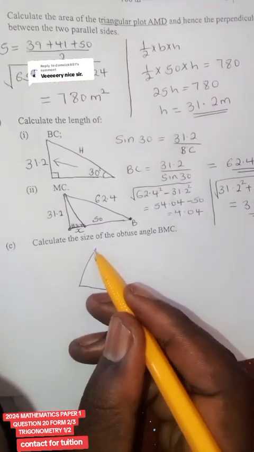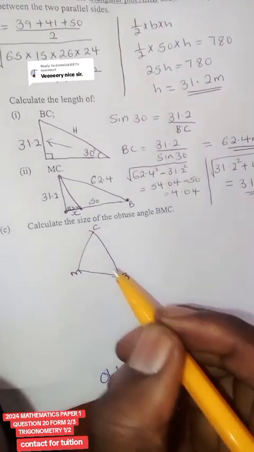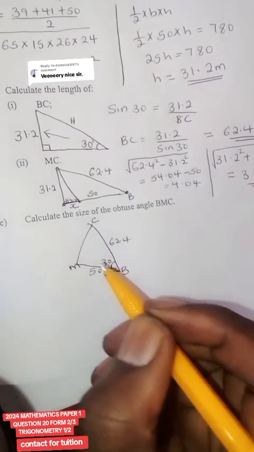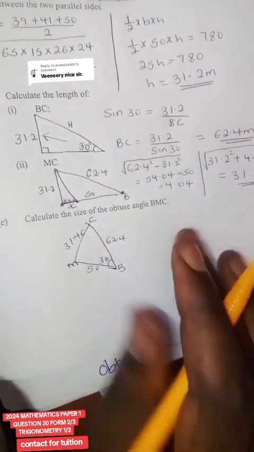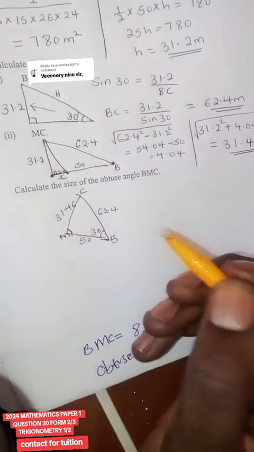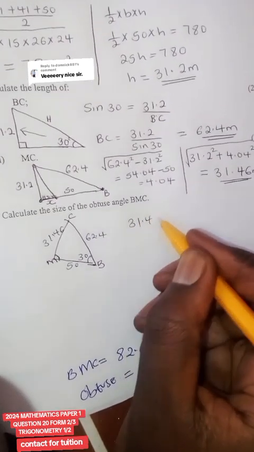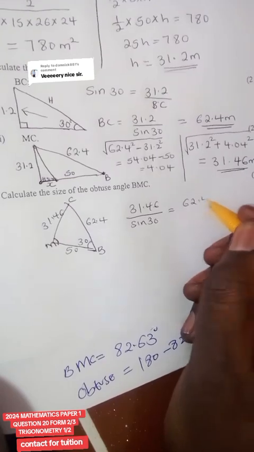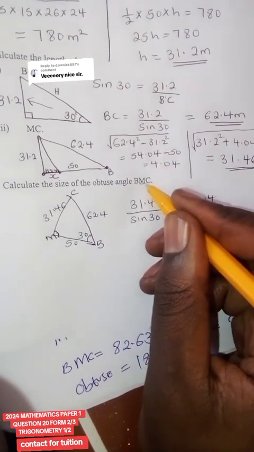So let us do that. I'm going to extract it to make it easier again. You have the triangle M, C, B. Then here it is 50, 62.4, 30. And on this side MC, we have already found that as 31.46. Therefore, to find this angle here, I can use sine rule, where I will say that 31.46 over sine 30 is equal to 62.4 over the sine that I don't have. Let me call it sine M, because it's the angle M that we are looking for.